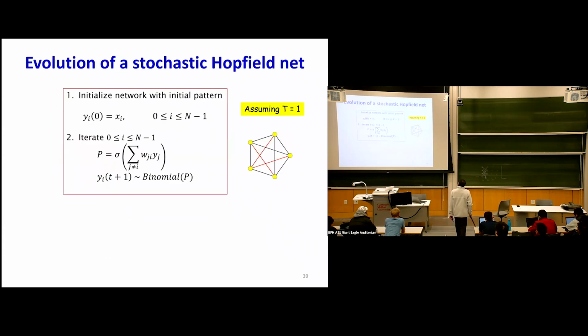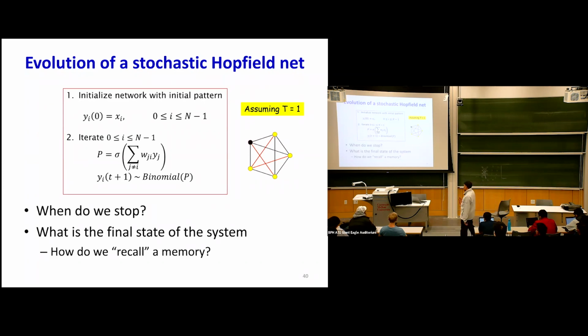Here is the actual operation of the neuron. I'm going to initialize the network with some pattern. Then I'm going to go through all of my neurons. At each neuron, I'm going to compute this probability P, and I'm going to choose the new value of the neuron according to a binomial distribution with that probability P. So the network is never static, right? So if the network is not static, how do I recall a pattern? When you're speaking of using content addressable memory, you want it to come to a deterministic value. And obviously that's not happening over here, right? So how can I recall the pattern? When do we stop? And what is the final state of the system?